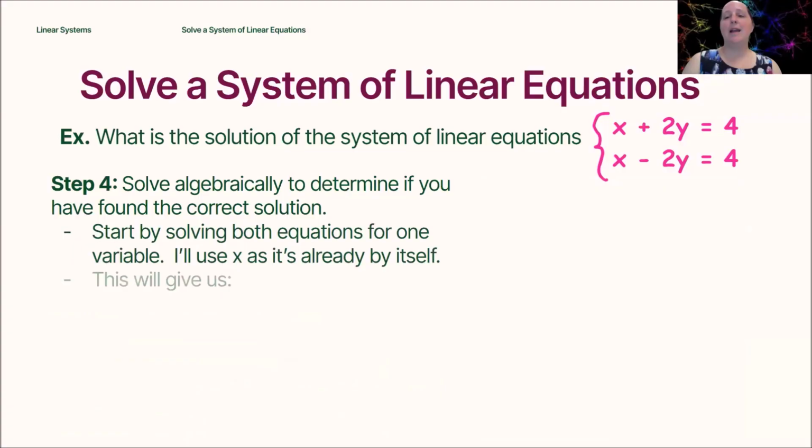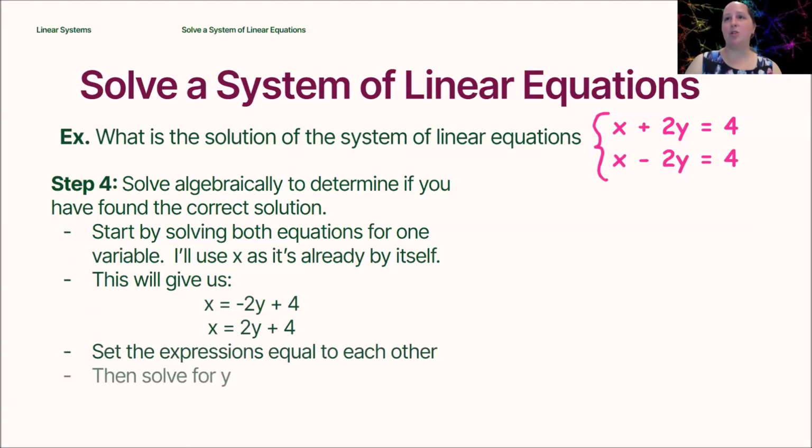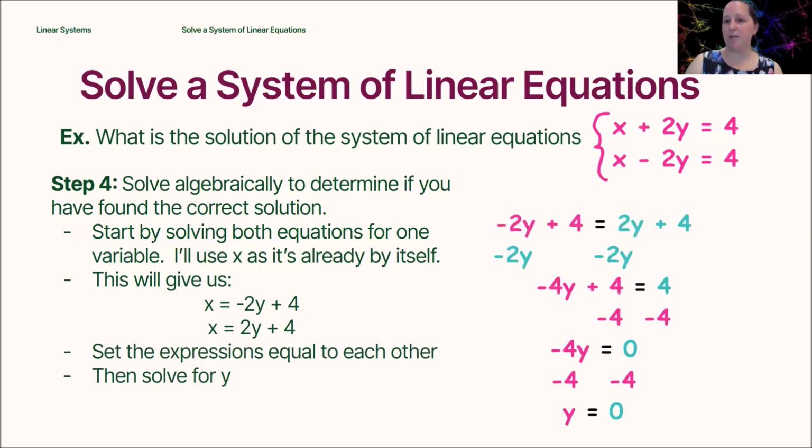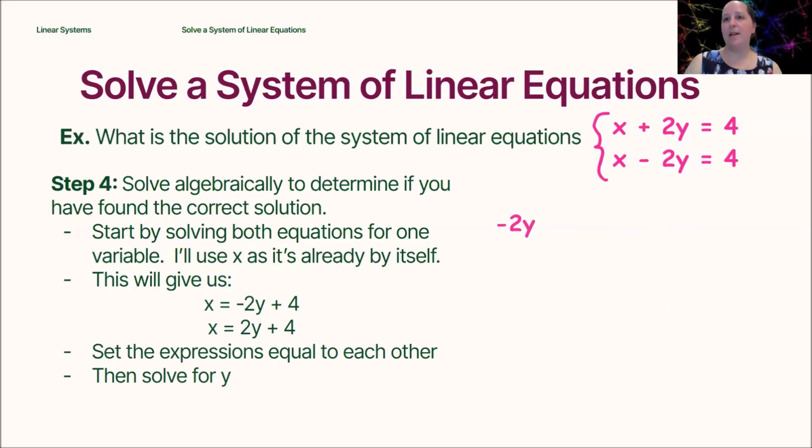Okay. I can also solve algebraically, by lining it up and solving for one specific variable. In this case, I solved for x since both x's were by themselves. And then I set them equal to each other, and then I solve for y. Okay. In this case, y equals 0.